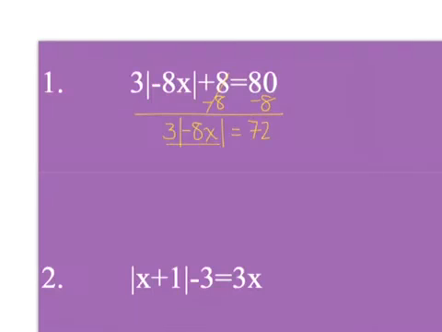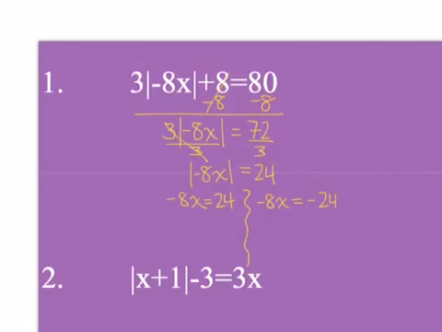We'll divide by 3. And the absolute value of -8x is equal to 24. We're now going to split it into 2. First equation, exactly the same, just drop the absolute value bars. -8x equals 24. Second equation, drop the absolute value bars. -8x is equal to, in this case, -24.